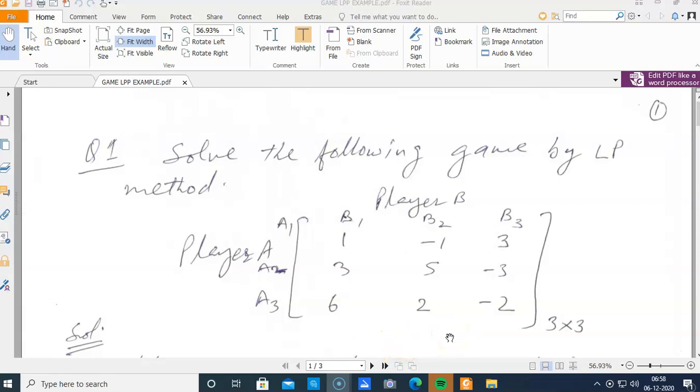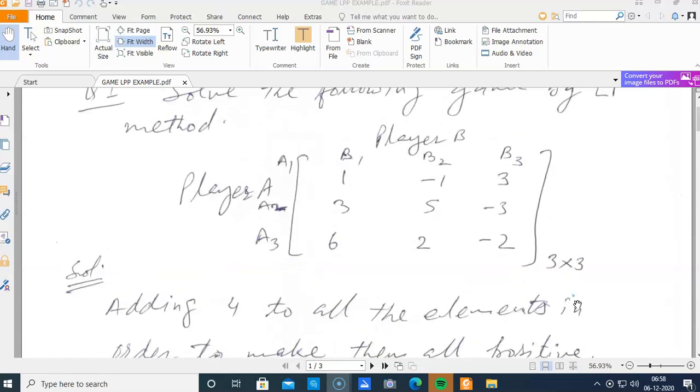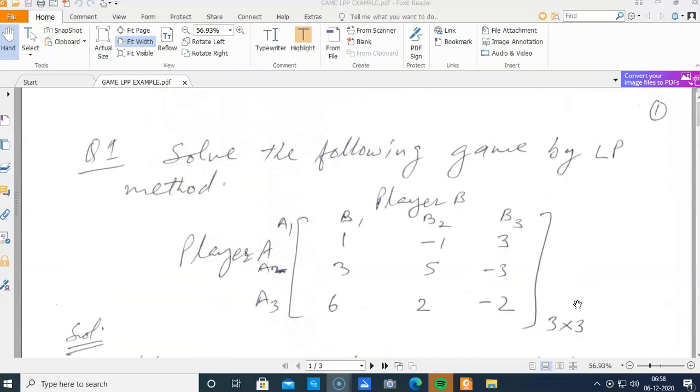Hello friends, in the previous class we learned the theoretical part of the linear programming method for solving games, and in this class we will be discussing an example to learn properly how the method works.